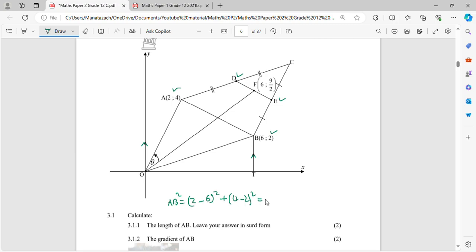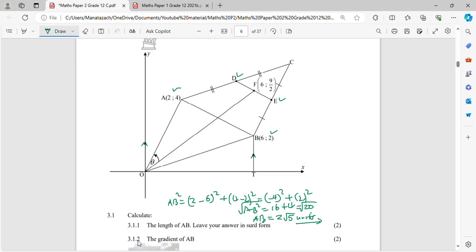So this will be 2 minus 6, which is minus 4, squared, plus 4 minus 2, that's 2 squared. Minus 4 squared is 16, 2 squared is 4. The answer is 20. So that should be AB squared. So you can put a square root on both sides, so you get AB. In surd form, 20 is the same as 4 times 5. The square root of 4 is 2, and the square root of 5 we will leave as such. So the answer is in terms of units.